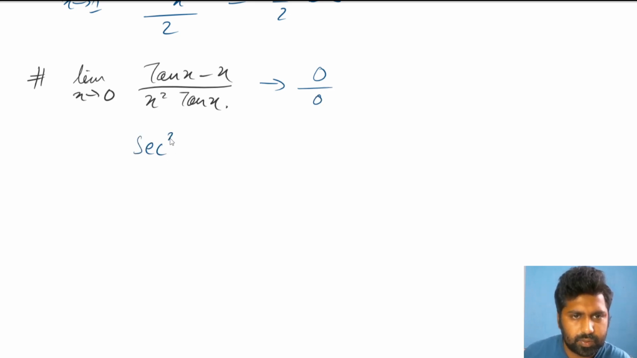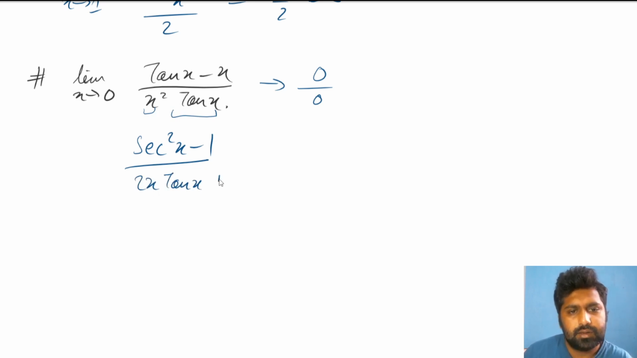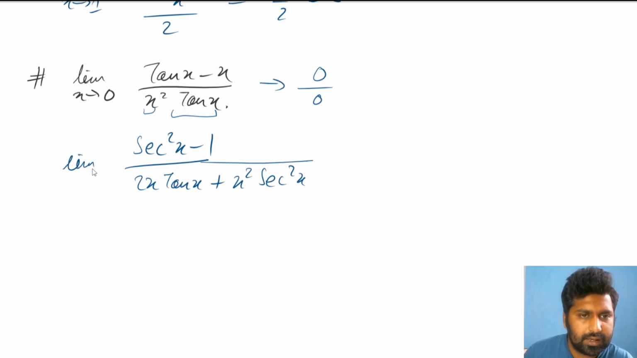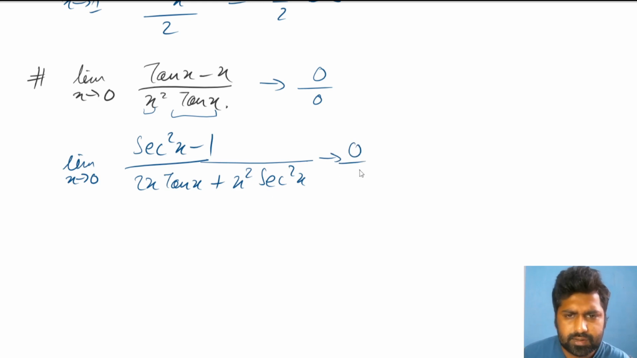So sec square x minus 1 is the differentiation of the numerator. In the denominator you'll have to use uv. The differentiation of x square is 2x, times tan x, plus x square as it is times the differentiation of tan x, which is sec square. The limit is still x tends to 0. Sec 0 is also 1, so still the numerator is 0. The denominator is still 0. So again differentiate it.